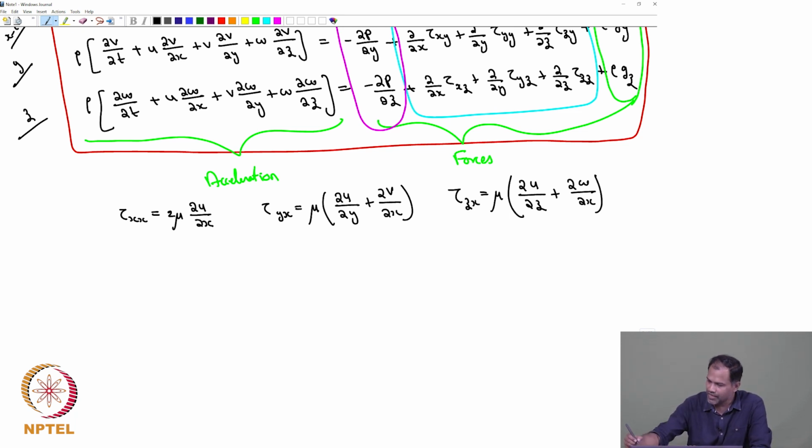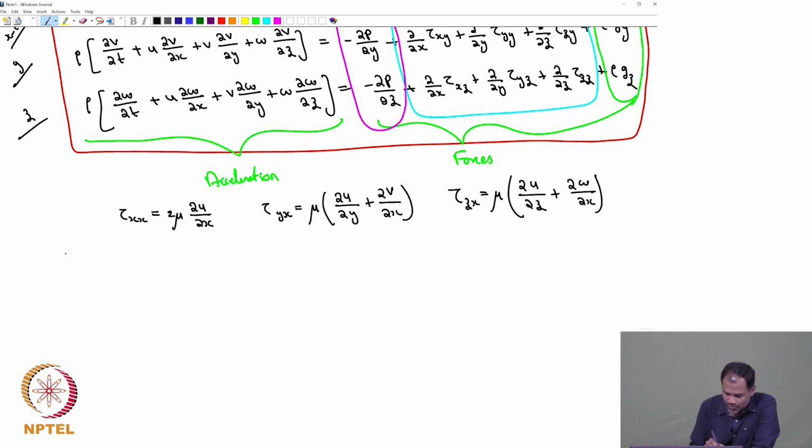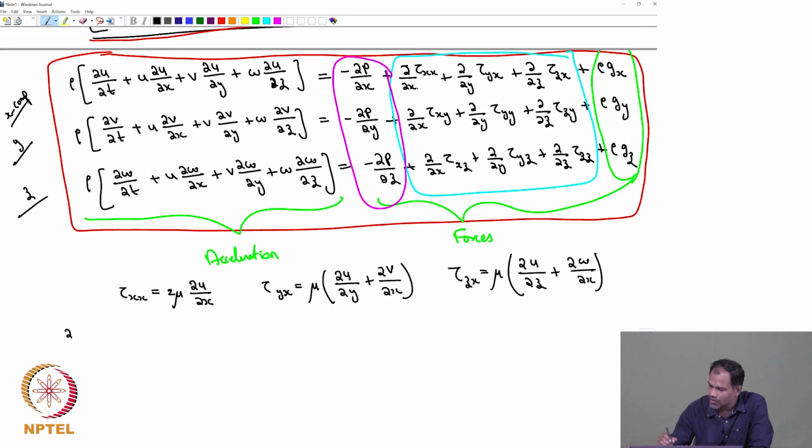So we can now calculate, for example, what ∂/∂x of τxx is. Let us just take the right hand side of this, which let me represent as that. I am just going to take that and I am going to simplify.